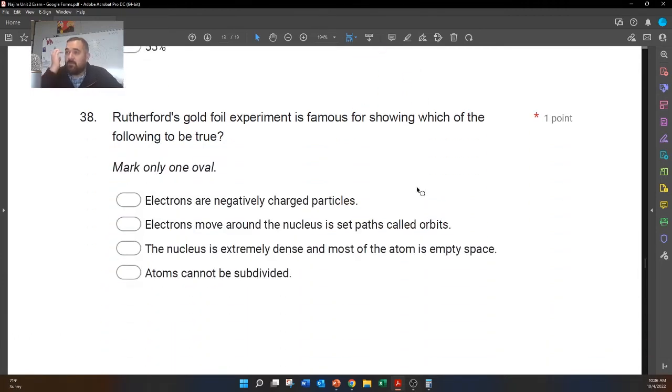So Rutherford's gold foil experiment is famous for showing which of the following to be true. Electrons are negatively charged particles. No. Electrons move around the nucleus in set paths called orbits. No, that was Bohr. The nucleus is extremely dense, and most of the atom is empty space. That's the true one right there. And atoms cannot be subdivided. No, that's unrelated.